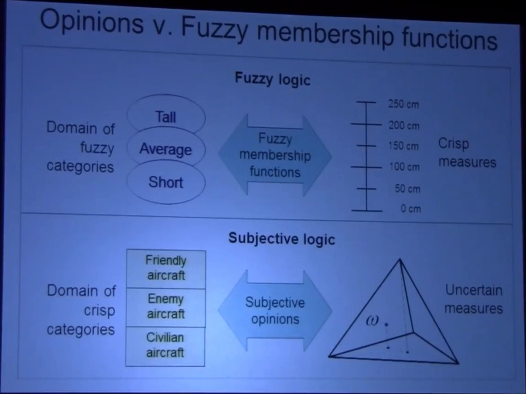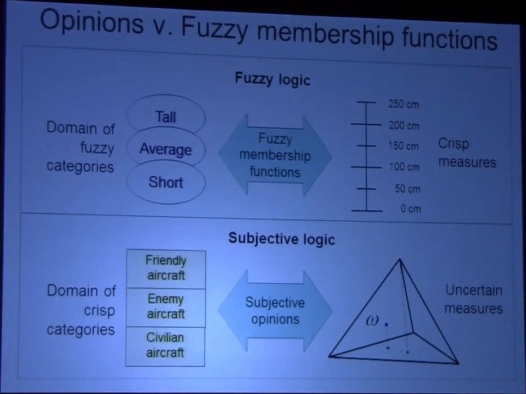How about subjective logic? The domain of subjective logic is supposed to be crisp. The coin is either heads or tail, the ball is either red or black. There is no overlap of slightly red, slightly green. No, it's crisp. Whereas the measures about the domain are fuzzy. You can say, I don't know.